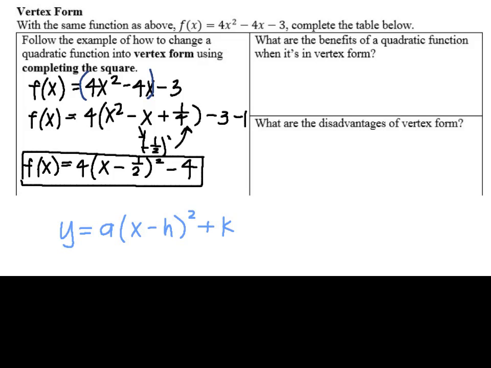So again, we didn't do completing the square unnecessarily. I know it's not that fun to do all the time, but the purpose of completing the square is so that we're able to convert our standard form equation into vertex form. You're asked, what are the benefits of a quadratic function when it's in vertex form? Well, hopefully you notice something special about the numbers. I'll give you a minute to look over the vertex form, as well as the standard form, as well as the graph, to see if there's anything special that you notice.